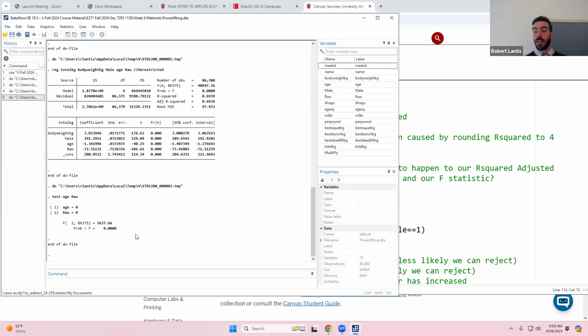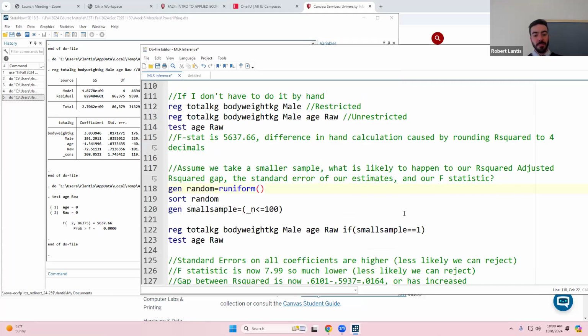Right? So we see that play out here with that large sample size. We get a really large test statistic and a really small p-value. Okay? Now, it doesn't show me the restricted output. It just keeps all of that behind the scenes.